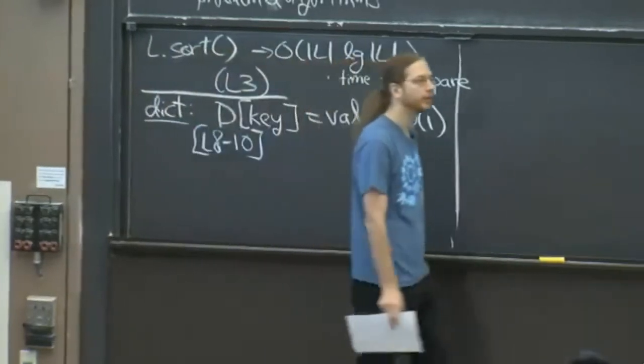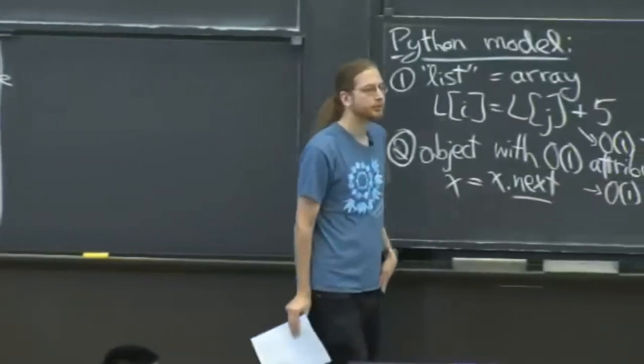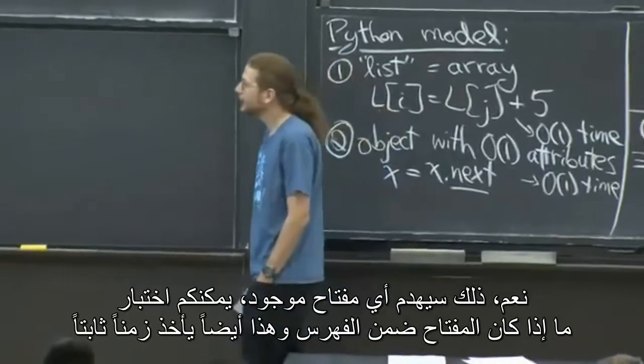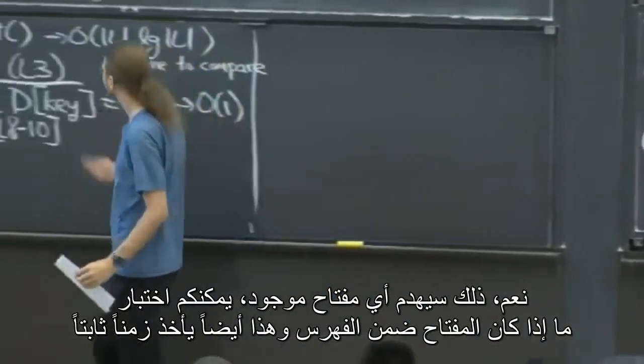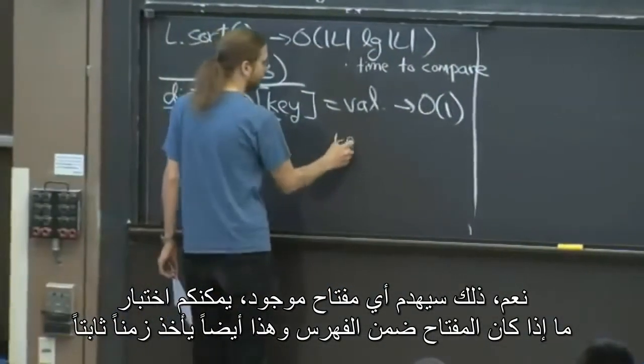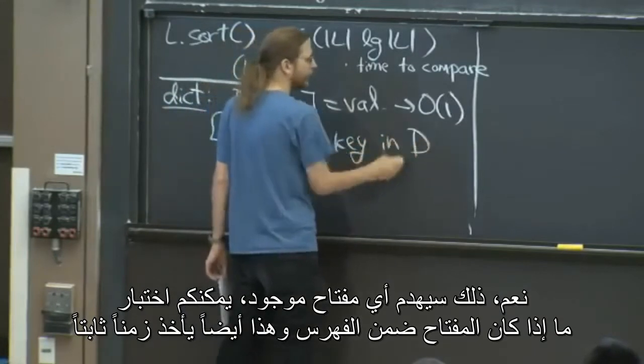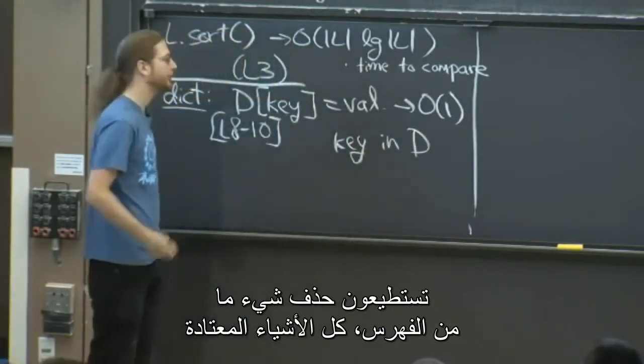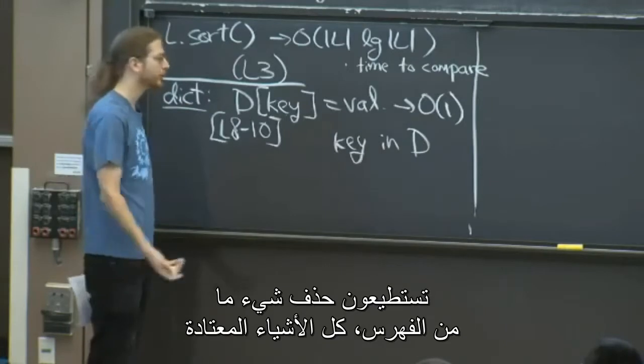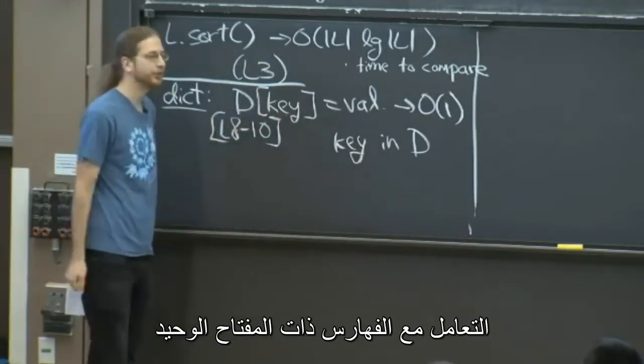Yeah? Does it first check to see whether the key is already in the dictionary? Yeah, it will clobber any existing key. There's also, you can test whether a key is in the dictionary. That also takes constant time. You can delete something from the dictionary. All the usual dealing with a single key in dictionaries.